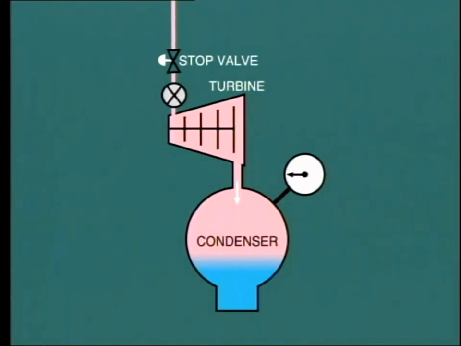On a condensing turbine, we expect the back pressure in the condenser and therefore at the turbine exhaust to be between 1 to 3 inches of mercury, depending upon the actual cooling water system.